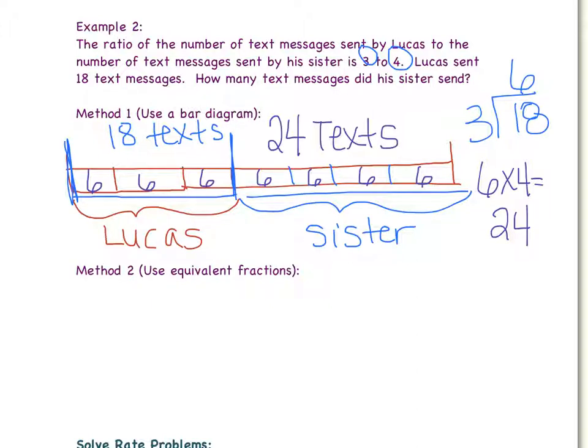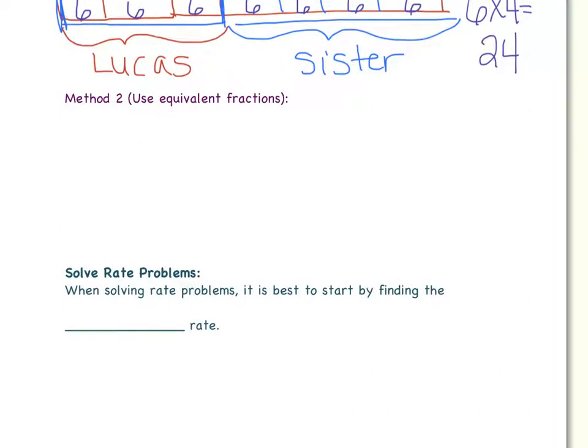Okay? Now let's go ahead and solve that same problem, where we know the answer is going to be 24 text messages, but let's use equivalent fractions to solve it. Again, the important thing when we use equivalent fractions is to make sure we know what our numerator represents and what our denominator represents. So the way I'm going to set this one up is Lucas is going to be our numerator, and his sister is going to be the denominator.